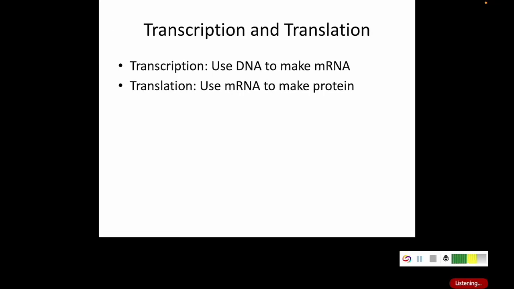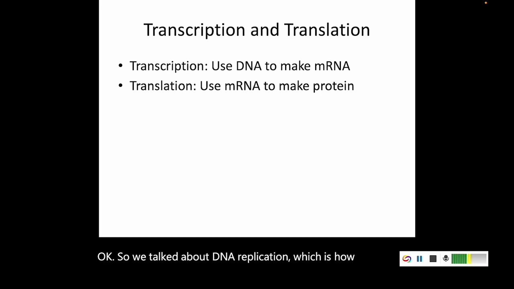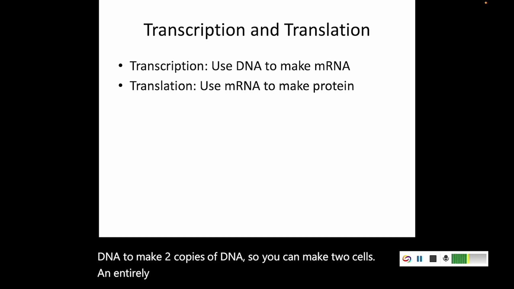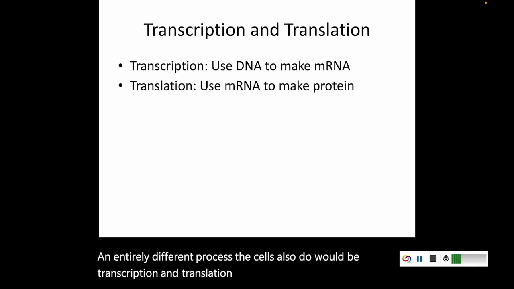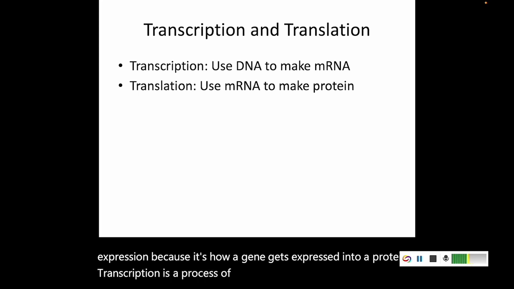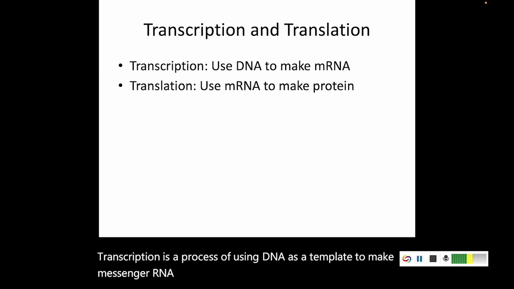Okay, so we talked about DNA replication, which is how you copy DNA to make 2 copies of DNA so you can make 2 cells. An entirely different process the cells also do would be transcription and translation. These together are often called gene expression because it's how a gene gets expressed into a protein. Transcription is a process of using DNA as a template to make messenger RNA. Translation is a process of using messenger RNA to make protein.